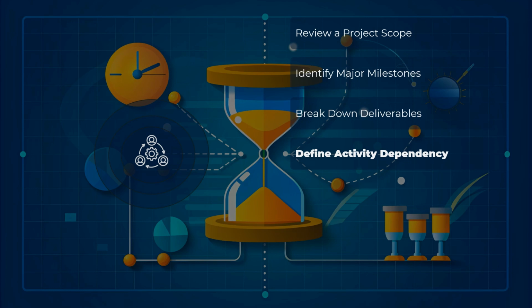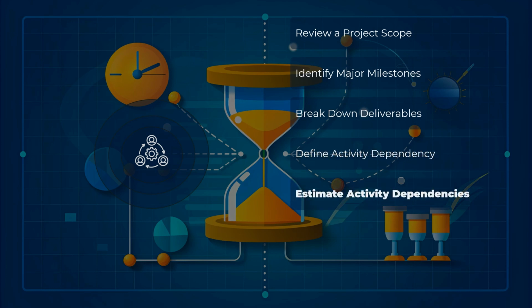Once the activities are identified, it's crucial to define their dependencies. This involves determining the sequence in which activities need to be performed. Dependencies can be finish to start, start to start, finish to finish, or start to finish. Understanding these dependencies ensures that activities are scheduled in the correct order. After defining dependencies, estimate the duration of each activity. Estimating activity durations involves determining how long each task will take to complete. Accurate duration estimates are essential for creating a realistic project schedule and ensuring timely project completion.